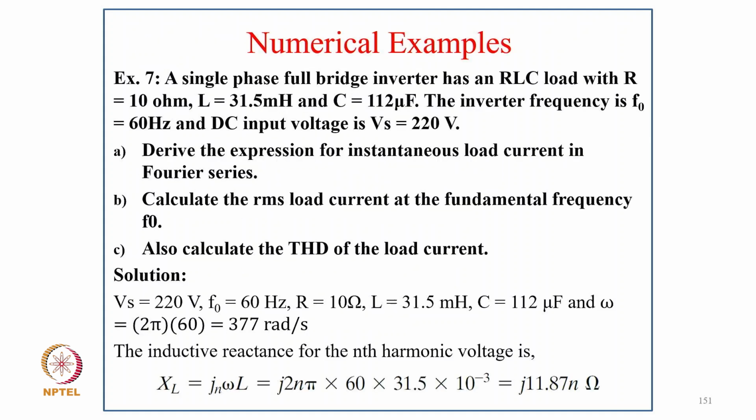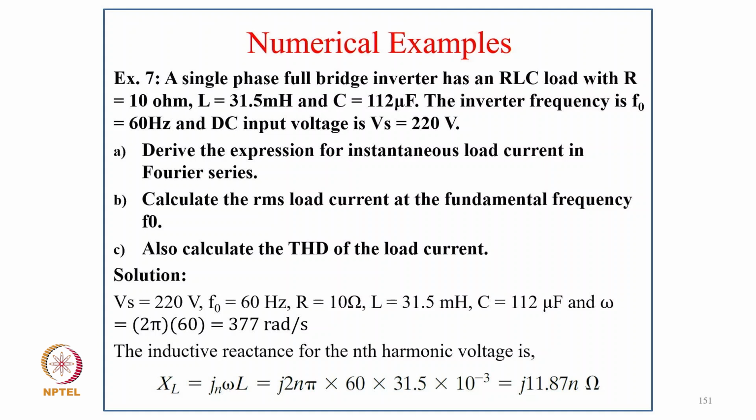Now coming to example 7. A single phase full bridge inverter has an RLC load with R equal to 10, L equal to 31.5 millihenry, and C equal to 112 microfarad. The inverter frequency is 60 Hz, and the DC input voltage is VS equal to 220 volt. Derive the expression for instantaneous load current in the Fourier series and calculate the RMS load current at the fundamental frequency f0. Also calculate the THD of the load current.